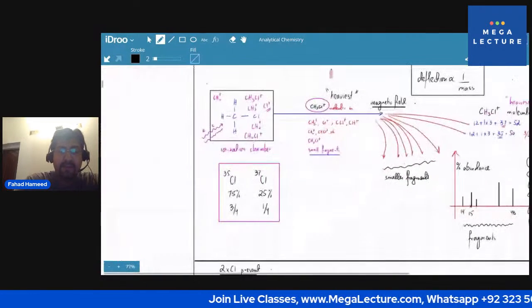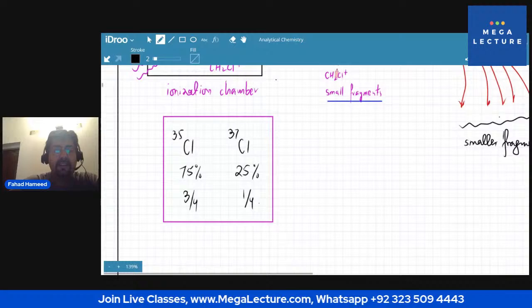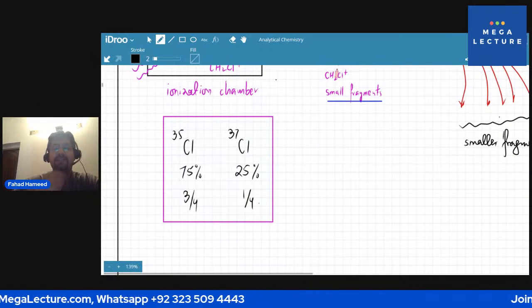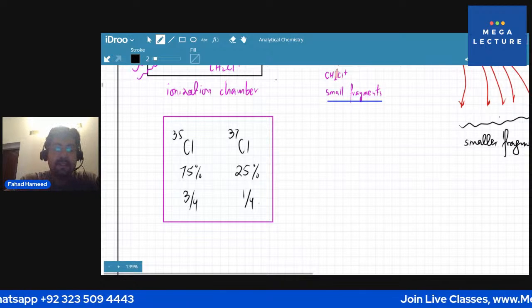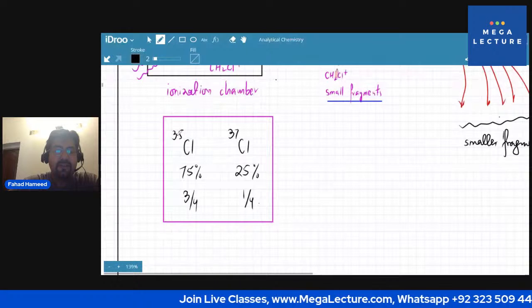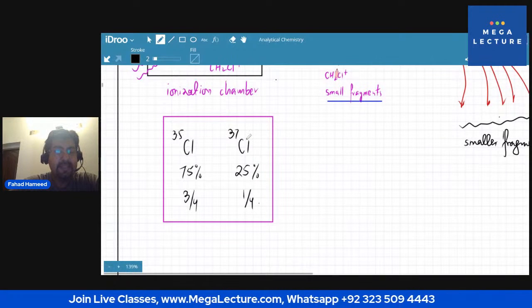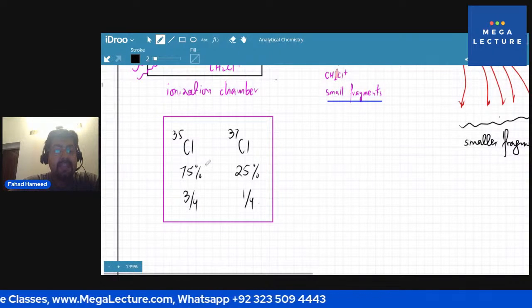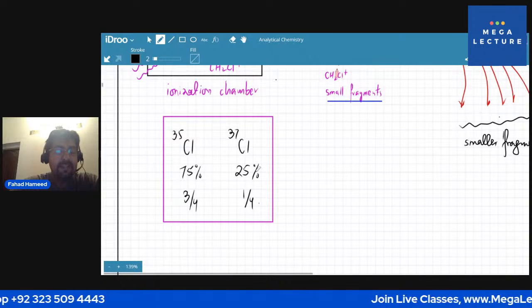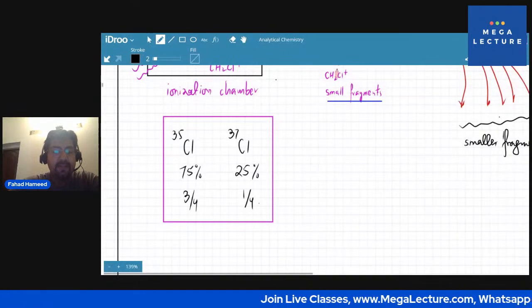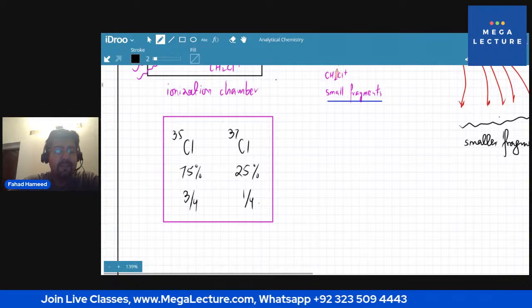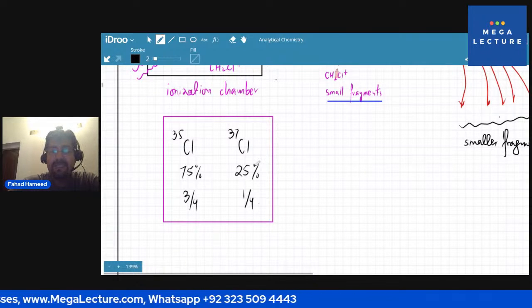So why do you have 2 different particles? The reason is that chlorine has got 2 different masses. Chlorine has 2 isotopes, and those isotopes are really abundant. Chlorine is 35 and chlorine is 37 as well. Chlorine 35 is 75%. Chlorine 37 is just 25%. So that means that if you detect any 100 particles of chlorine, 75 of them would be 35, and 25 of them would be 37.